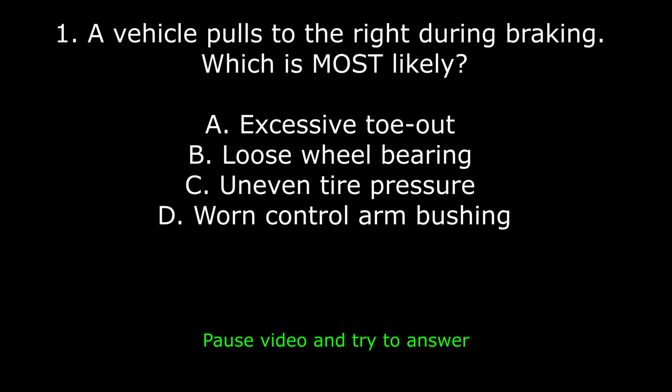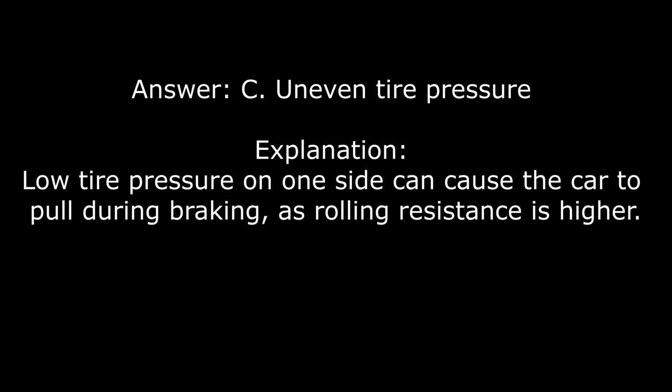1. A vehicle pulls to the right during braking. Which is most likely? A. Excessive toe out. B. Loose wheel bearing. C. Uneven tire pressure. D. Worn control arm bushing. Answer: C. Uneven tire pressure. Explanation: low tire pressure on one side can cause the car to pull during braking, as rolling resistance is higher.